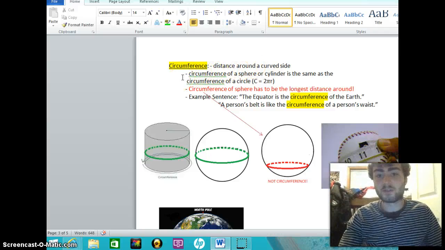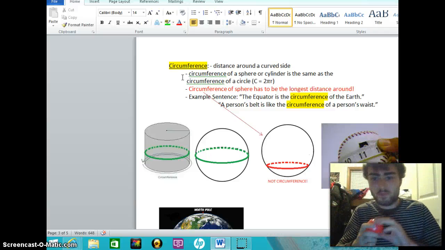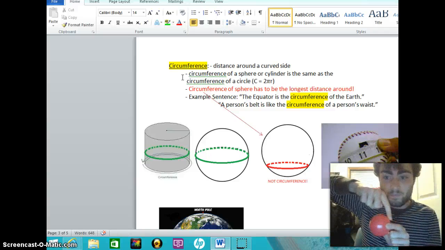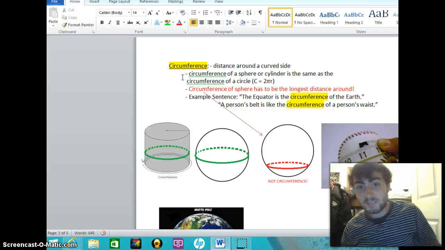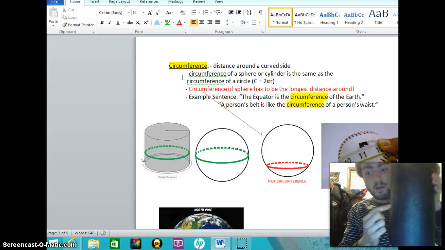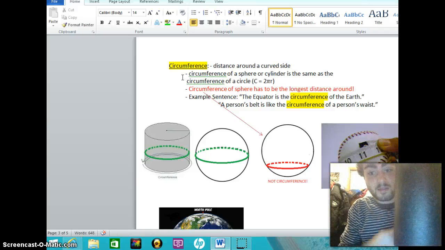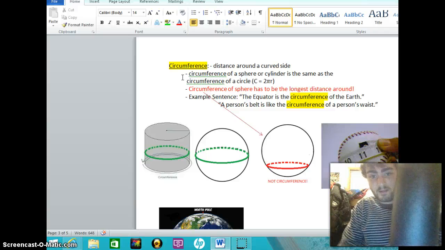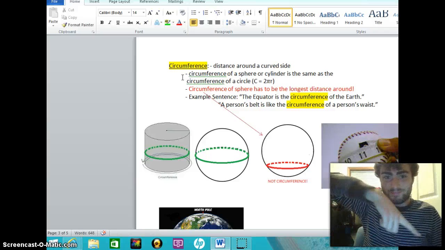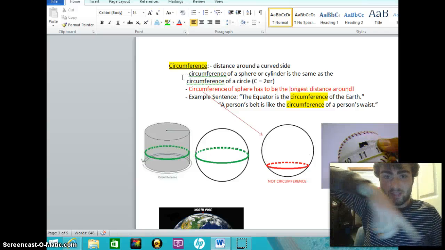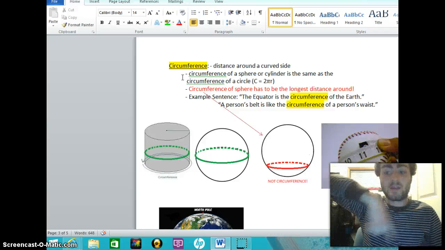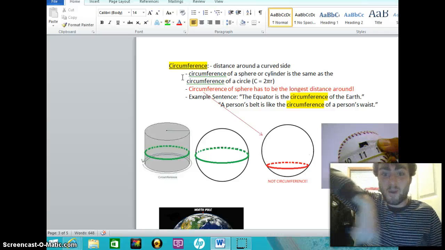The circumference of a sphere would be the distance around the sphere. The circumference of a cylinder would be the distance around the cylinder. Please do this with me. Do this motion and say, circumference is the distance around. Say it, please. 1, 2, 3. Circumference is the distance around.